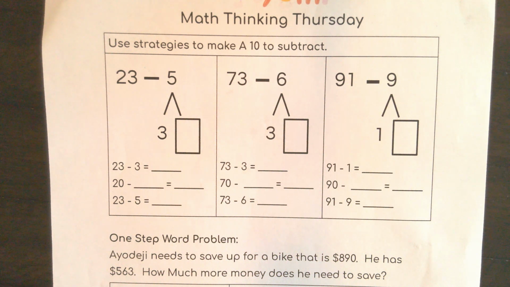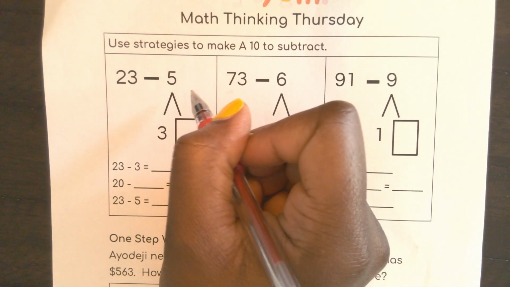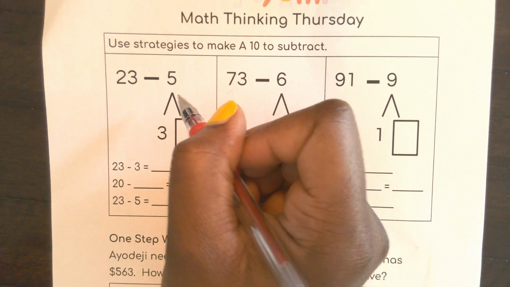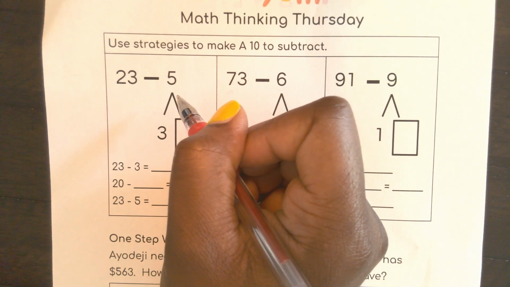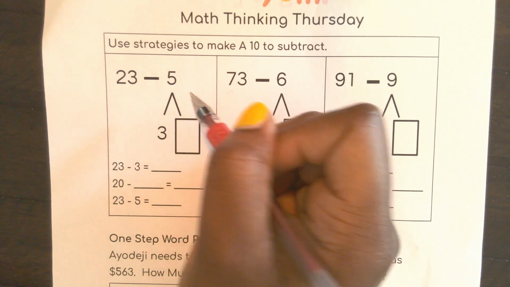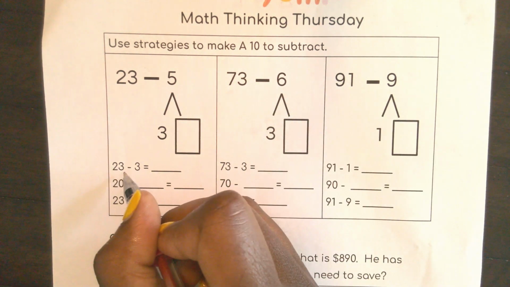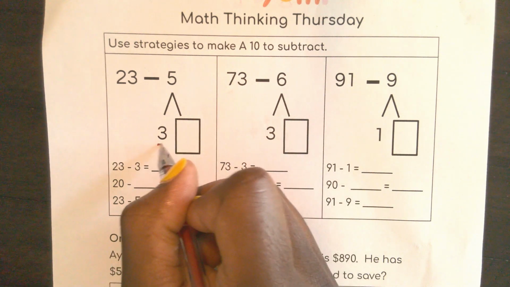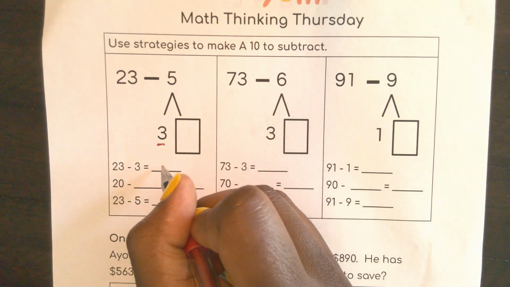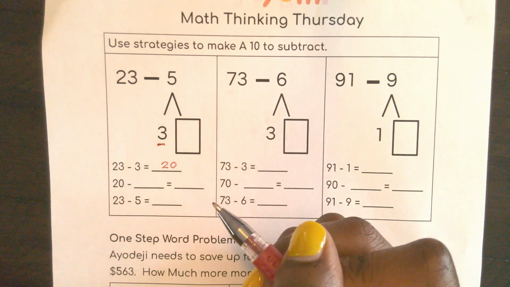Today we're going to use strategies to make a 10 to help us subtract, and we're also going to work with Ayodeji, who needs to save up for a bike. So here I have 23 minus 5. Of course I could count backwards using my fingers, or I could use my mind and make 10 to help me subtract here. So already it shows me 23 minus 3, this 3 here, would equal 20. So I've already made my 10.